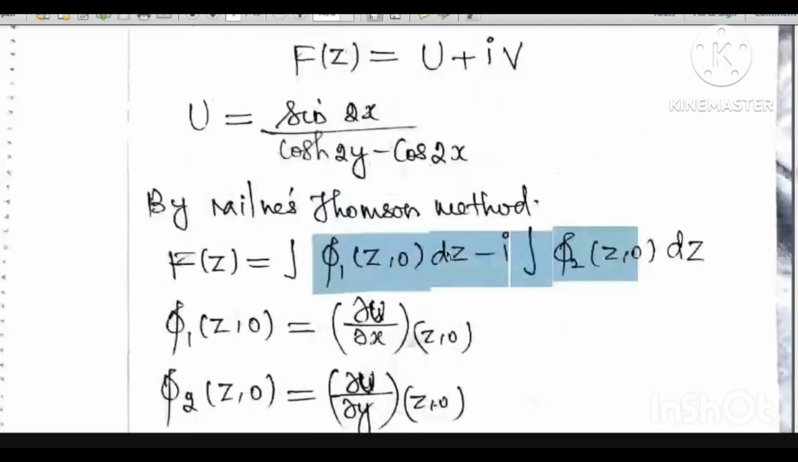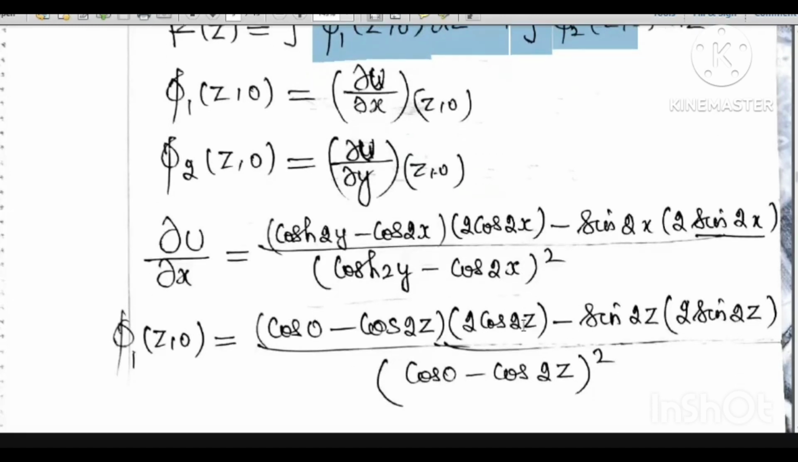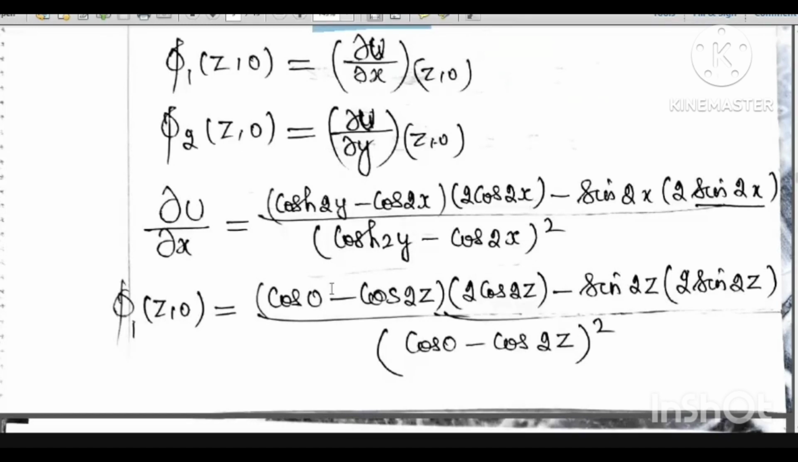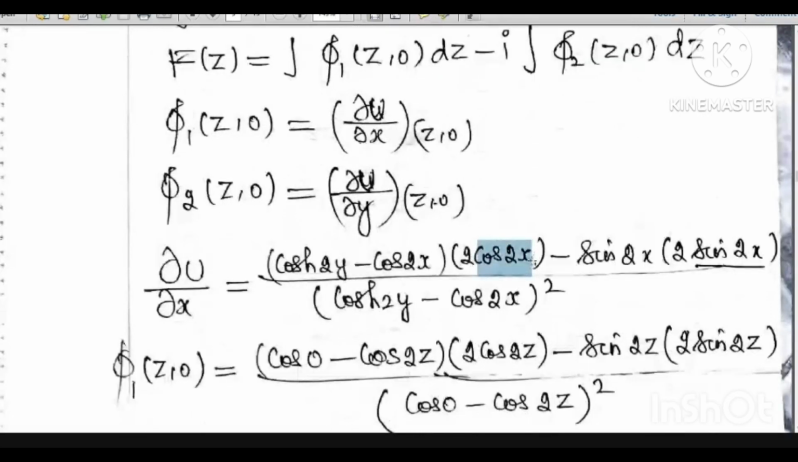U is given, sin 2x divided by cos h2y minus cos 2x. So u by v method, you have to differentiate. How to differentiate? U by v method. That method is differentiation of u by v is equal to, denominator is v square, numerator is v du minus u dv, right? The same concept here we are going to use. So v is cos h2y minus cos 2x, that is dou u by dou x. So cos h2y minus cos 2x whole square. Numerator is v into du, cos h2y minus cos 2x, u is sin 2x. Sin 2x, if you are differentiating, 2 cos 2x, minus v du minus u dv. So u is sin 2x, dv, v is cos h2y minus cos 2x. This one we have to differentiate.